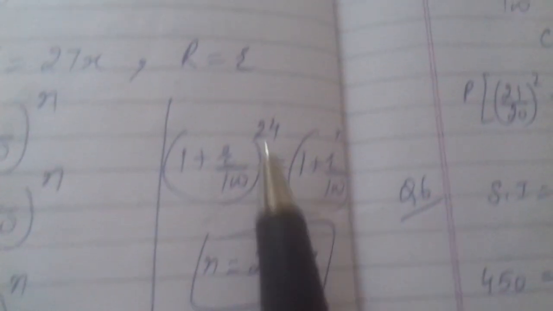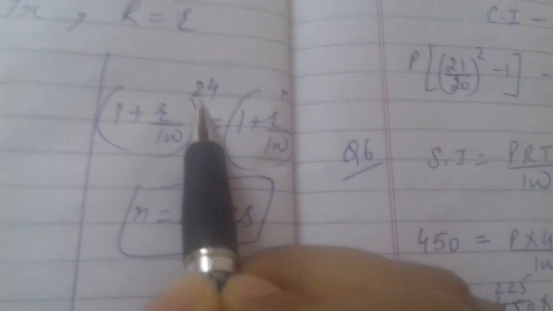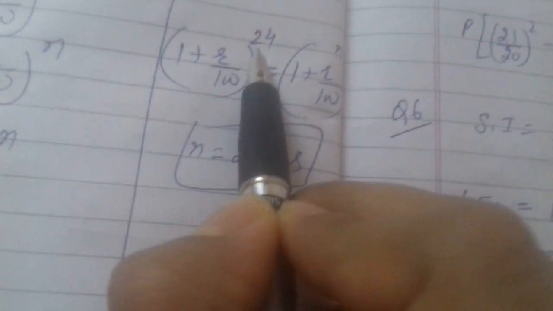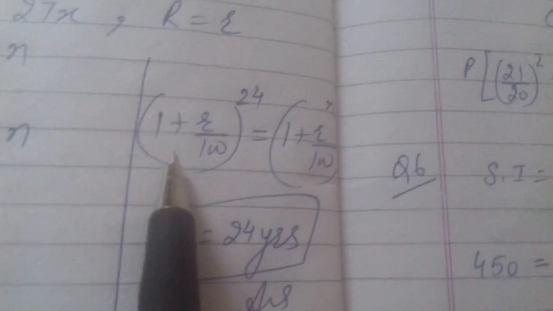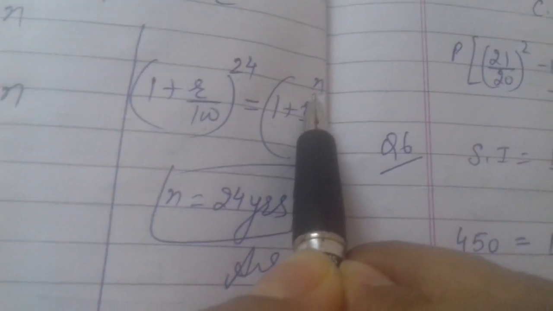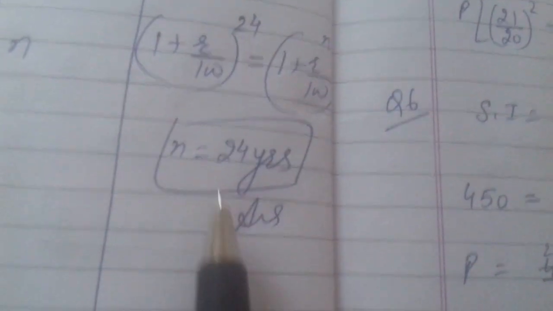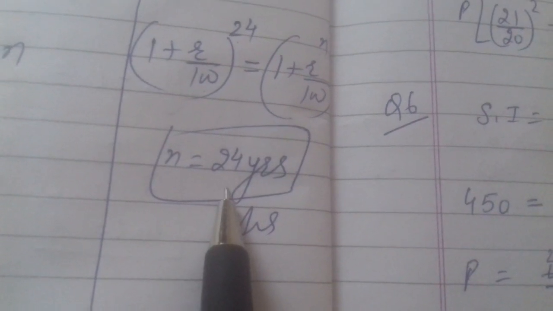After this children, 8 and 3 will multiply because of the power law, that is 24 is equal to 1 plus r by 100 raised to the power n. See children, bases are same, equality sign is there, that means time period n is equal to 24 years. Meaning in 24 years the same sum will become 27 times.